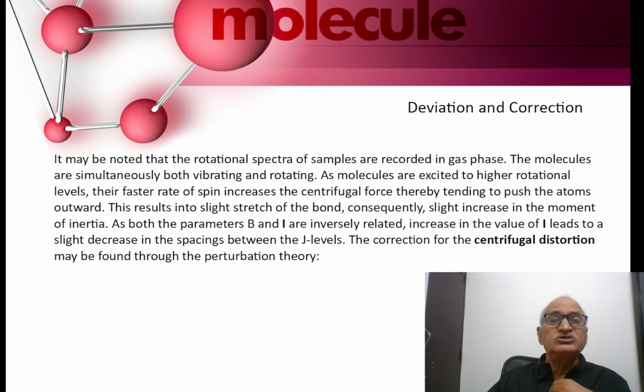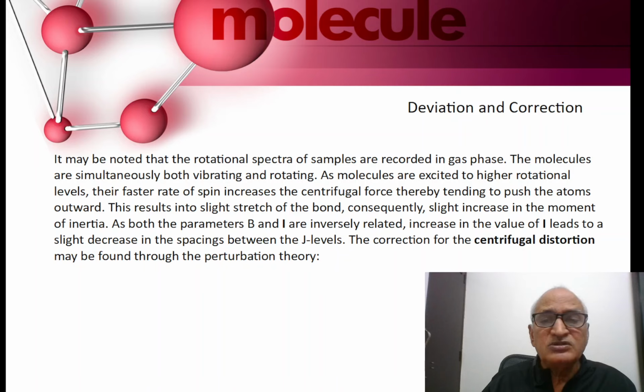It may be noted that rotational spectra are recorded in gas phase. Molecules are simultaneously both vibrating and rotating. As molecules are excited to higher rotational levels, their faster rate of spin increases the centrifugal force, thereby tending to push the atoms outward. This results in a slight stretch of the bond, consequently a slight increase in the moment of inertia. As both the parameters B and I are inversely related, an increase in the value of I leads to a slight decrease in the spacing between the J levels.